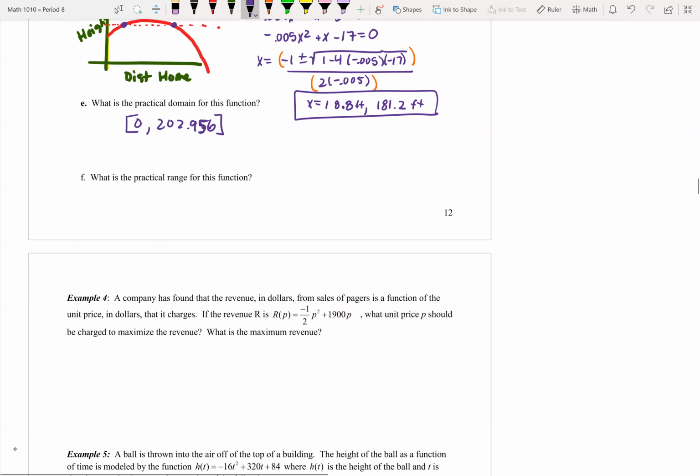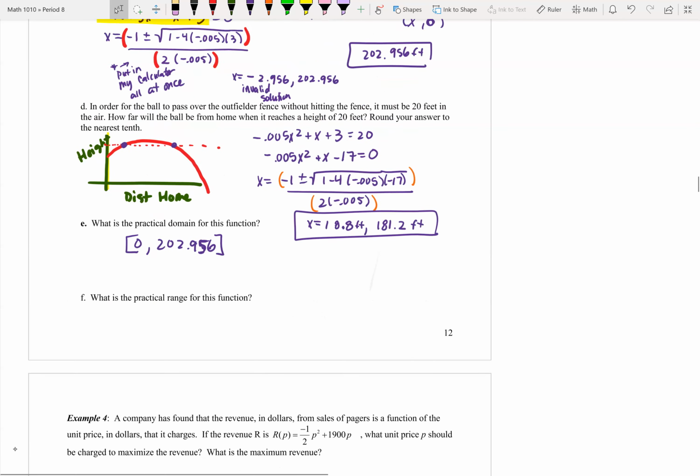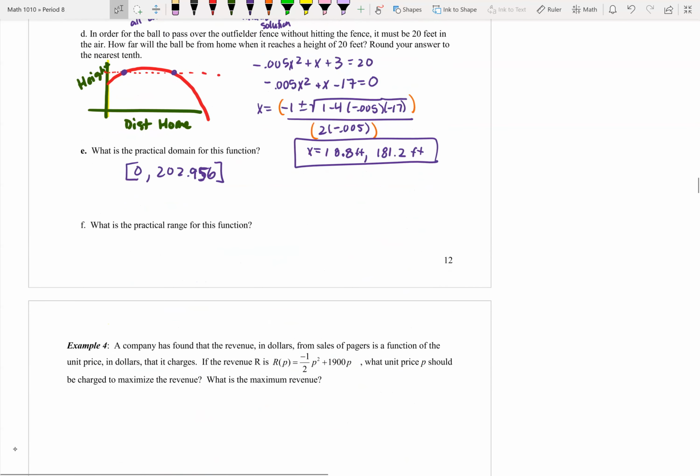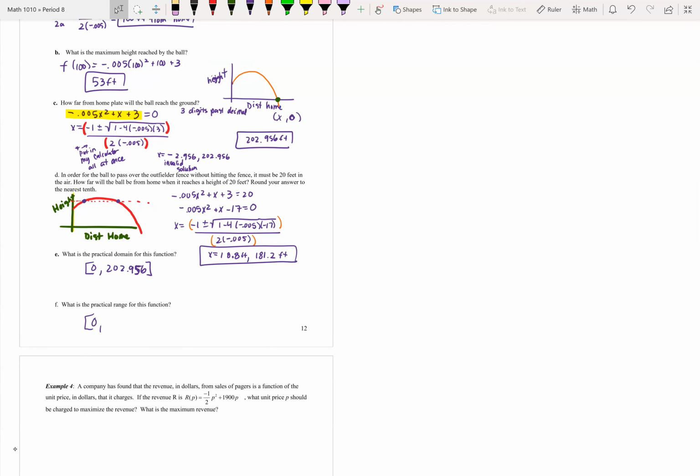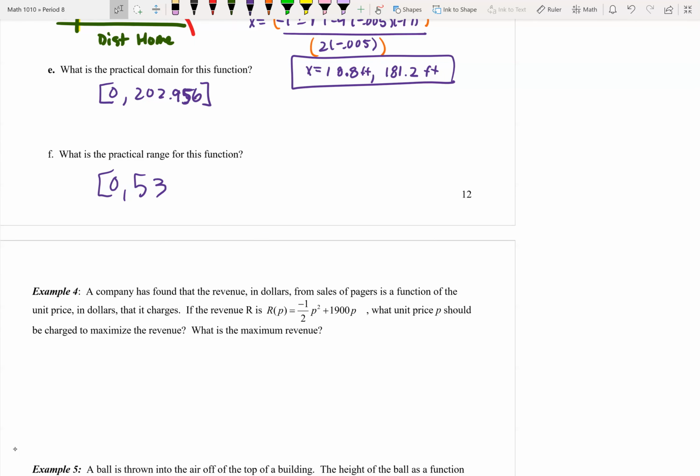Okay, question F. What is the practical range? Range is y. y stands for height. Some people are doing these backwards in the wrong order. Some people are mixing up domain and range. What is the smallest height the ball could be at? 0. Could it actually be at 0? Yes, it could. What's the biggest height that the ball could be at? Tell me that. 53. Could it actually hit 53? Yes or no? Yes. Close it off with a bracket.